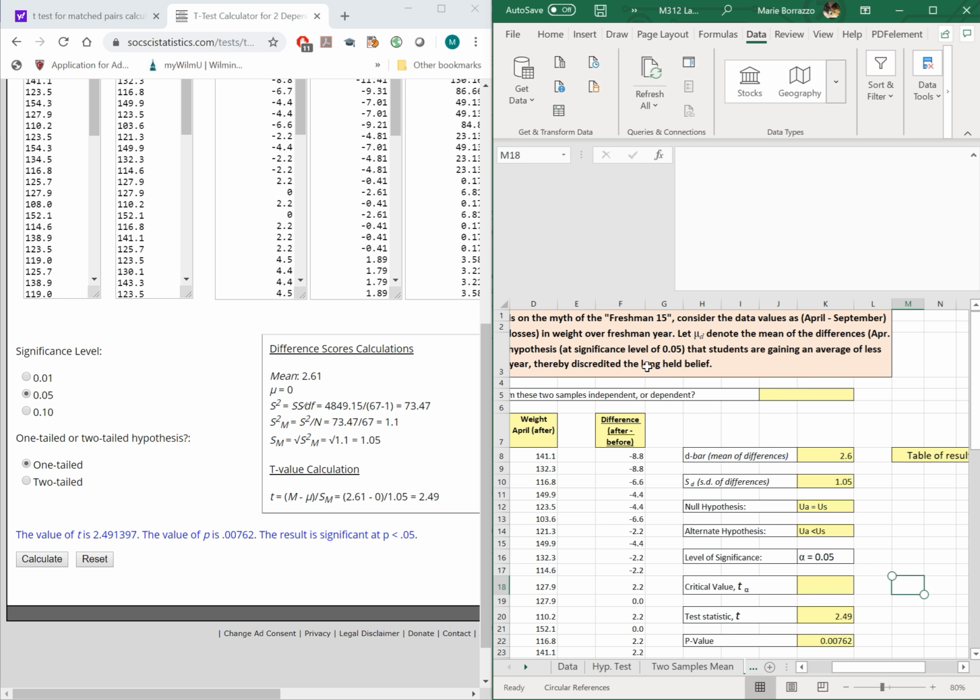Then your critical value equals t inverse. If you double click on t inverse, we go to the probability of 0.05 because it is directional, and the degrees of freedom. In this case, 66 would be your degrees of freedom, and that would be your critical cutoff. But just looking at the alpha is enough to make you aware of what the difference should be. In this case, your value should be 2.6 minus 0 over 1.05.